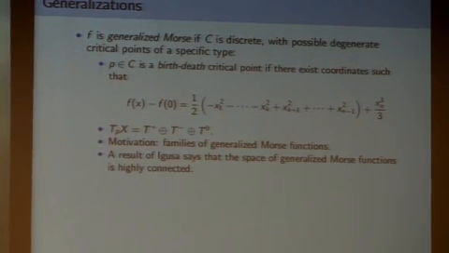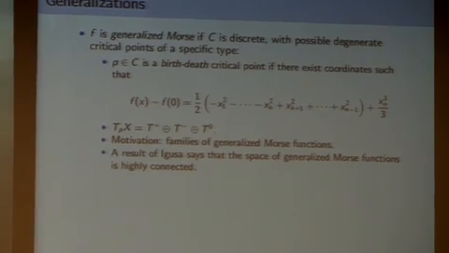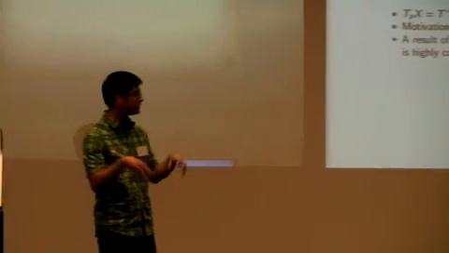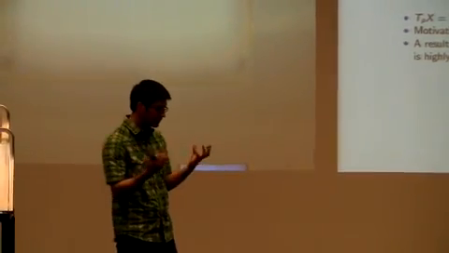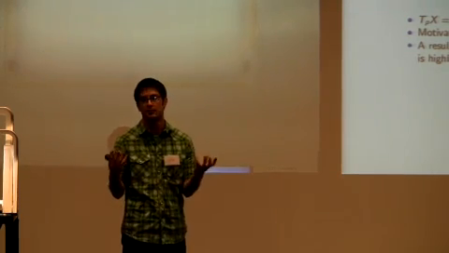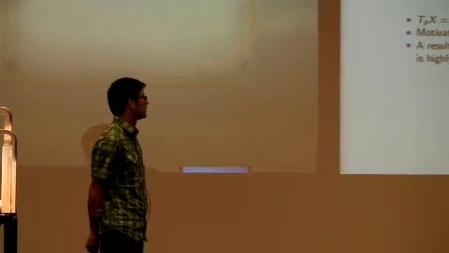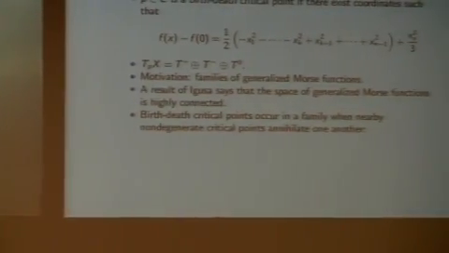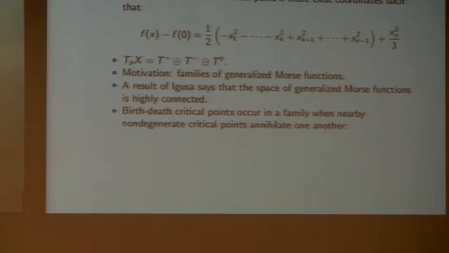If I just restrict to classical Morse functions, the space of Morse functions is disconnected. In particular, two Morse functions can't be connected by a smooth path of Morse functions unless they have the same number of critical points and the same number and type of critical points. And birth-death critical points are what occur in a family when two nearby non-degenerate critical points annihilate one another. So here's kind of a picture.